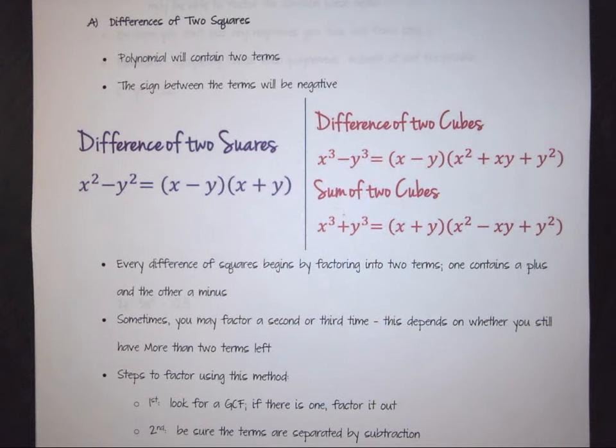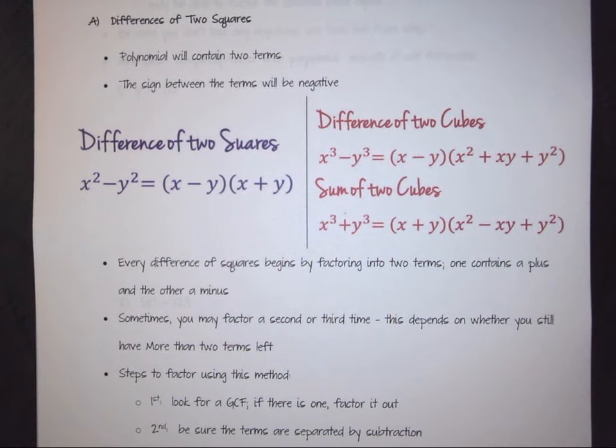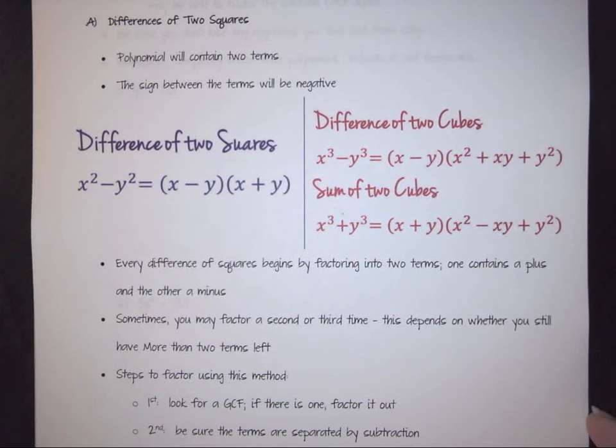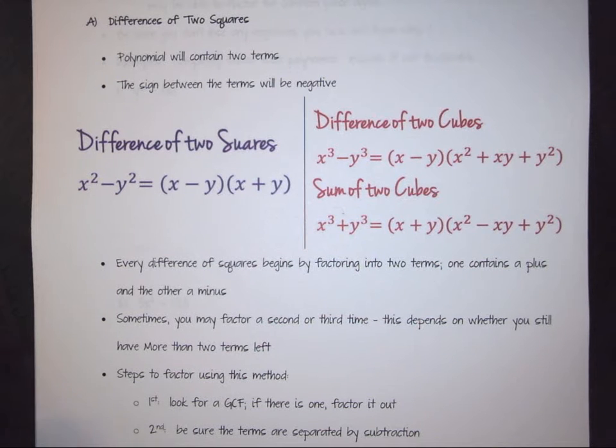Okay, in this video I'm going to look at what's called special kinds of factoring. These are problems that are factored using a specific approach. So the first approach, or the biggest approach I'm going to look at in this video, is when we're talking about a difference of two squares.